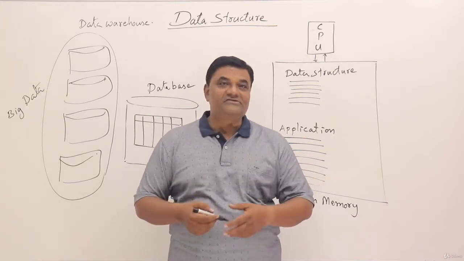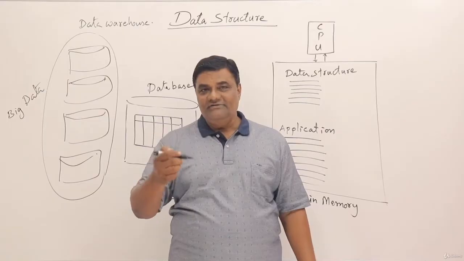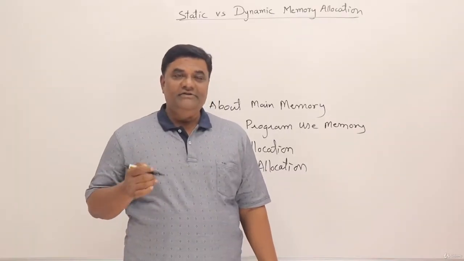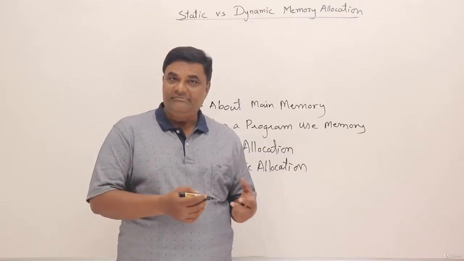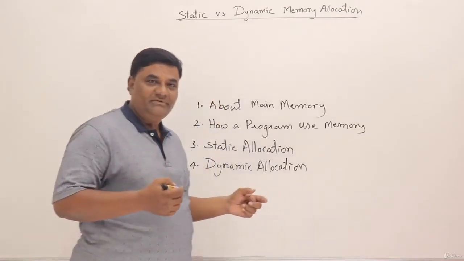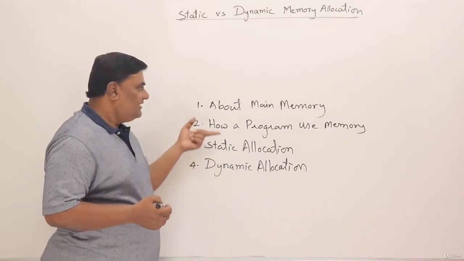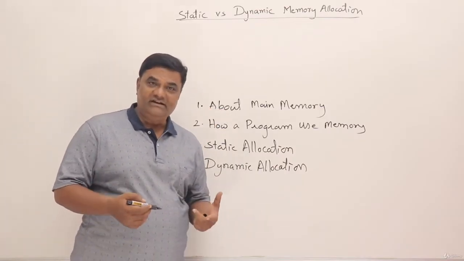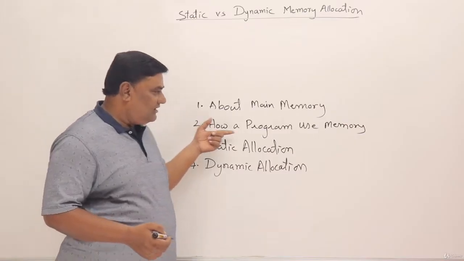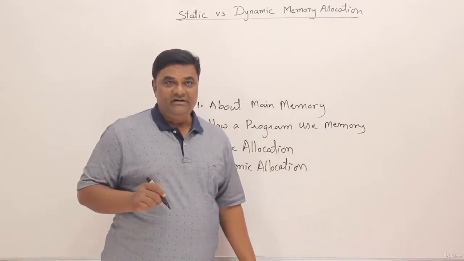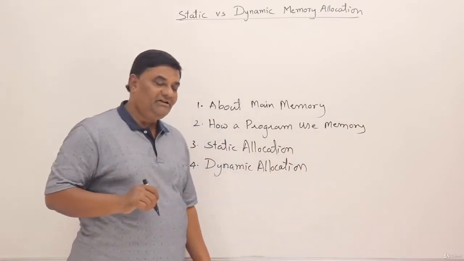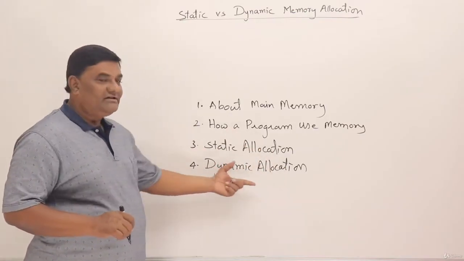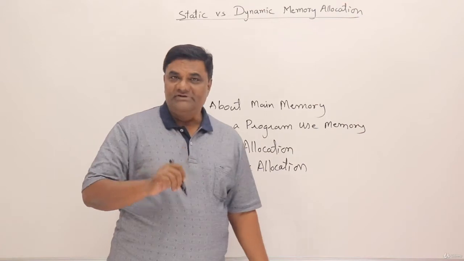Now our subject is data structures. So let us start with data structures from the next video onwards. In this video, we will learn about static and dynamic memory allocation. These are the topics I'm going to cover: I'll discuss the memory, how it is utilized and how it looks. Then we will see how a program uses the main memory. Then we'll see static memory allocation and dynamic memory allocation.